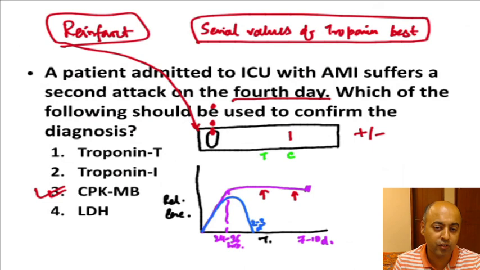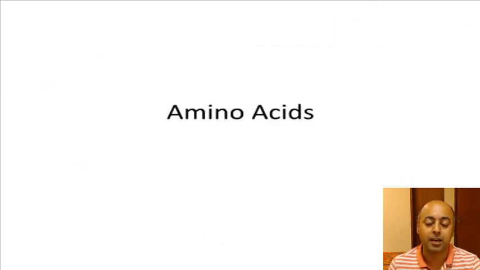It is a re-infarct. We cannot just use a single value of troponin. We would require a serial value, which is not described here. In that case, we go for the CK-MB.